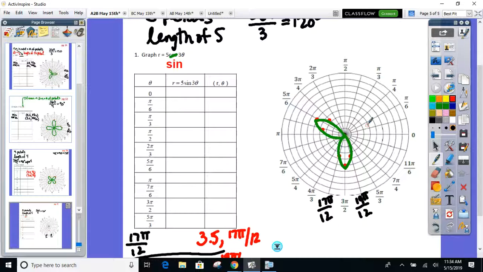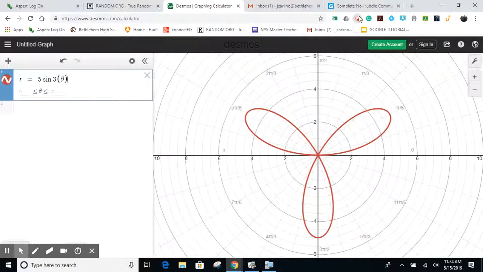I'm probably not going to go higher than 5. But if it's an even number, you just got to go halfway in between. Okay, tomorrow I'm going to give you a couple to do on your own to see how you do by yourself, not with anybody else.